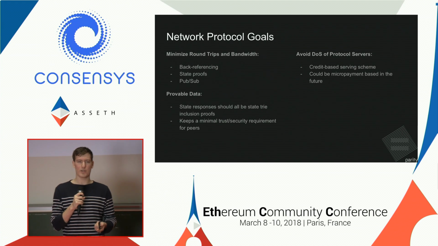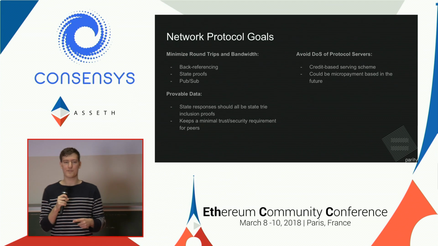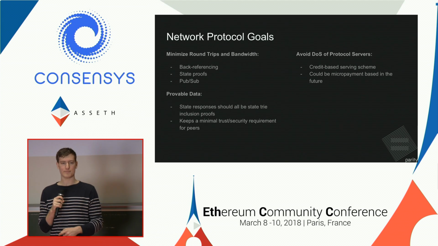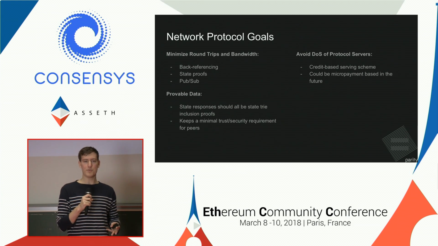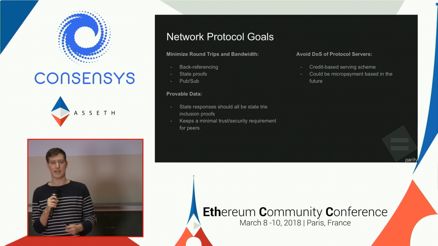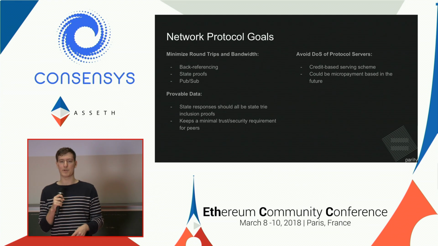So we have a goal when we're designing our network protocol. The first goal is to minimize the round trips and bandwidth. So we have a few core pieces, one of which is back referencing, the second of which is to check state proofs, and the third of which is a pub-sub network protocol.